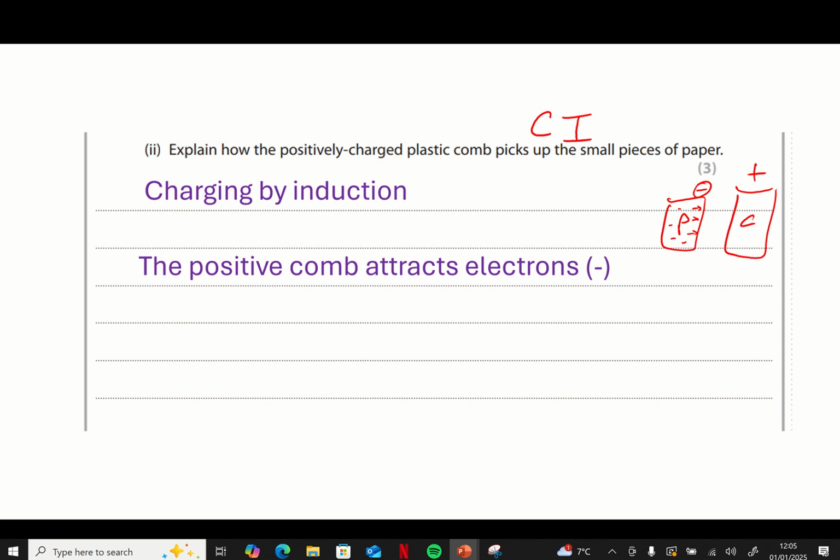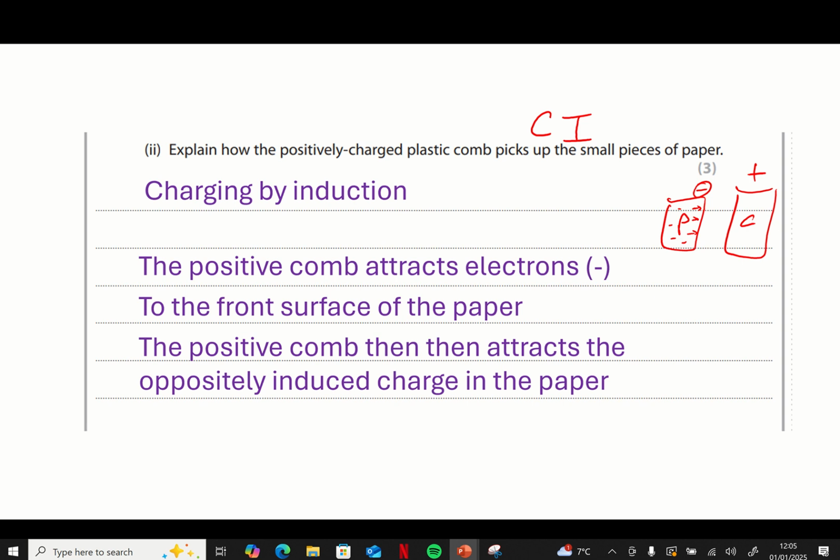And then those opposite charges attract. So this is charging by induction. Positive comb will attract the electrons towards the front of the paper. So to the front surface of the paper. So I've not only said it's the electrons that are being attracted, I'm saying where to. And then the positive comb then attracts the opposite induced charge in the paper. So the next part is I'm saying the comb is positive, the front of the paper is negative, and those opposite charges will attract. Oh, how annoying, I've put then, boo.